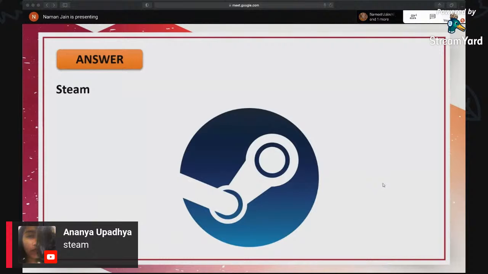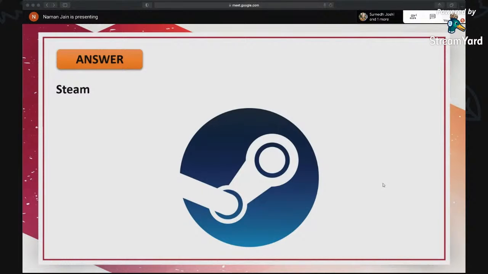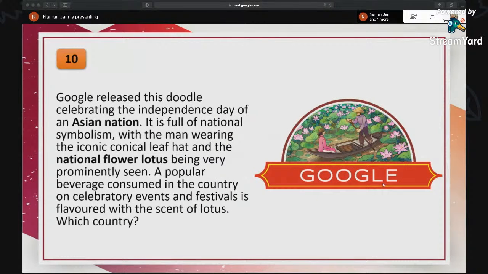And this is the logo of steam, the part of the locomotive. So for this question, I had given the answer in the question itself. Okay, so last question. Which country is this? The verbal hint was important here, the color behind the background of Google. Which color is this? Arun says Vietnam.